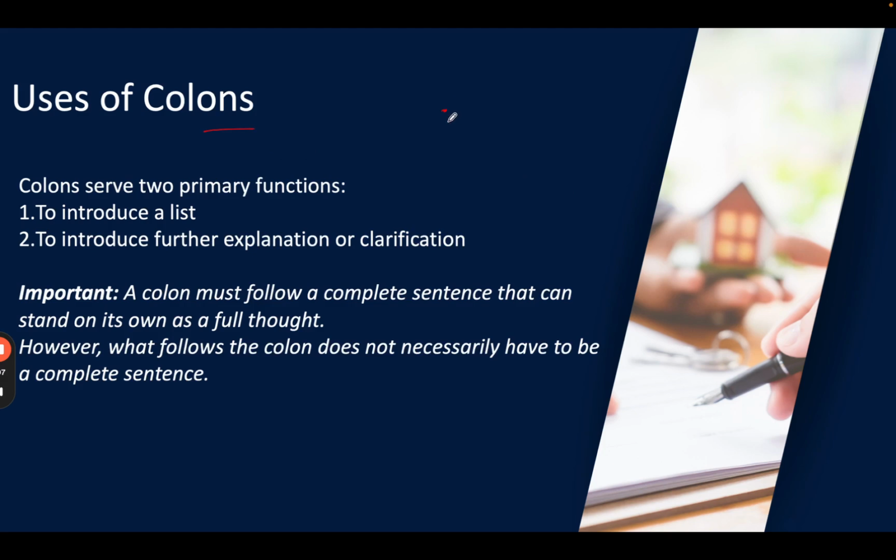A colon will introduce a list, A, comma, B, comma, and C, and there can be more than 3. But it will introduce a list. What else can it do? It can also give a further explanation of something that's mentioned before the colon. So something has been given before the colon and its further explanation can be found after the colon.